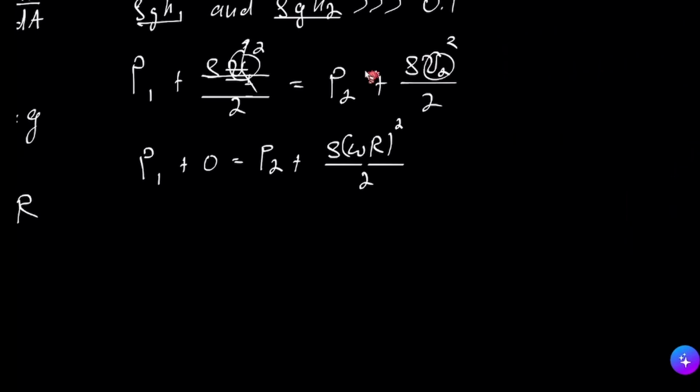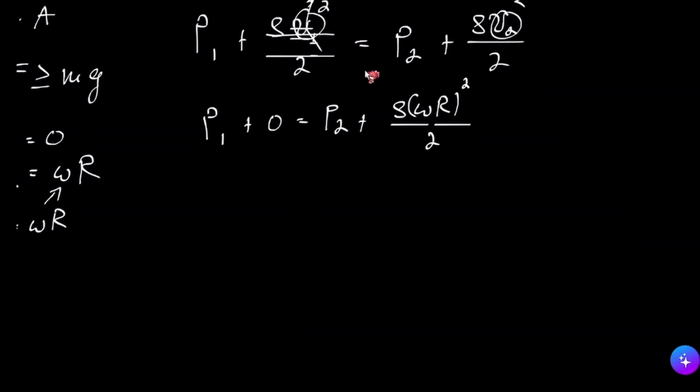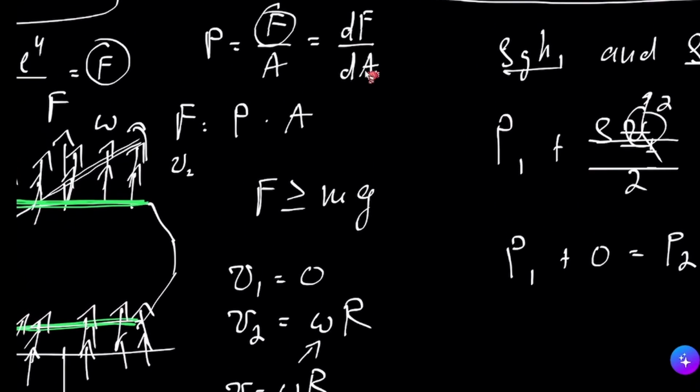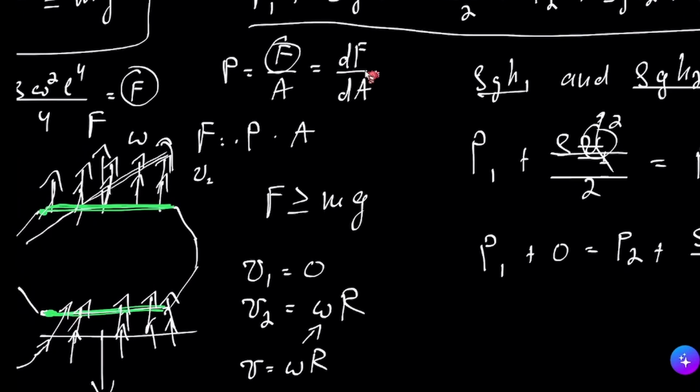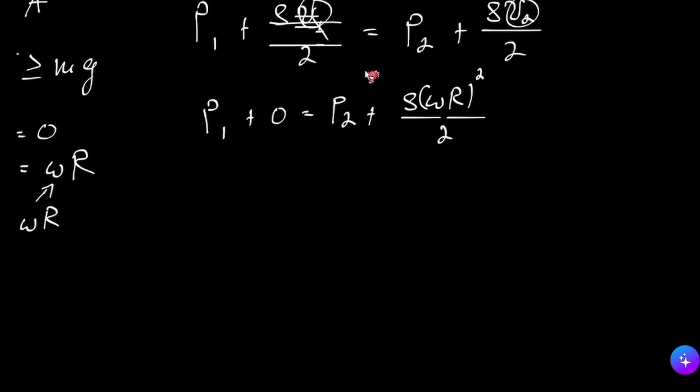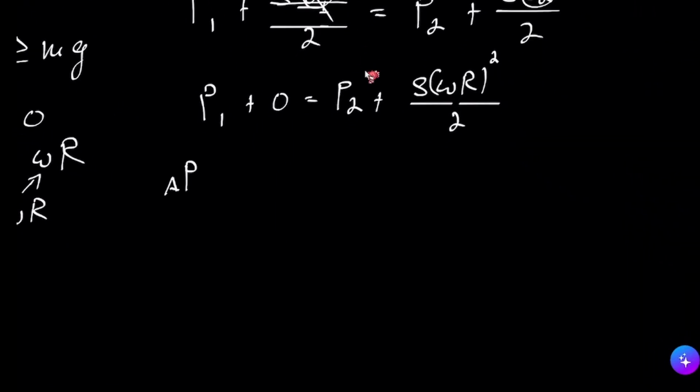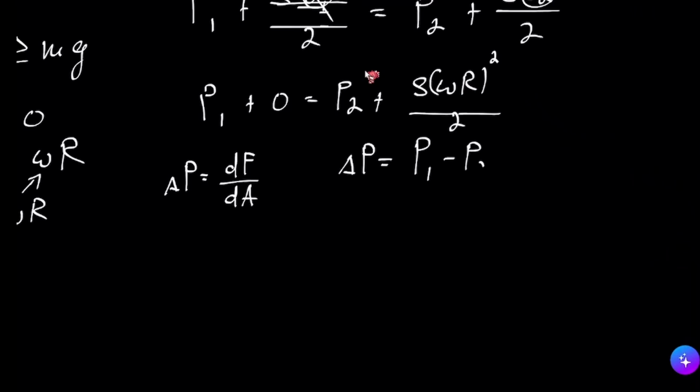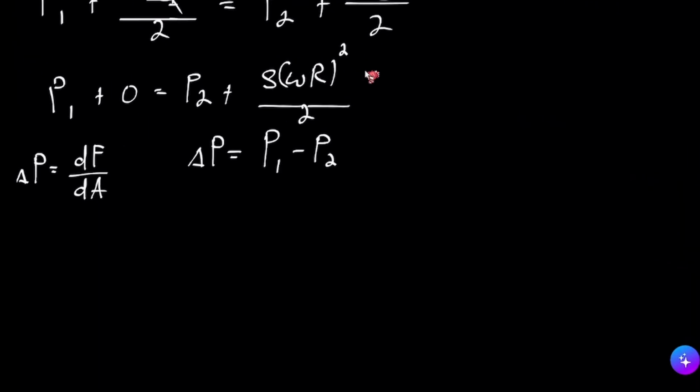Now what do you do from here? There's two pressures. Over here, we were actually supposed to say the difference between pressures, delta P. So that will mean delta P is equal to dF divided by dA. So how can we get delta P? Delta P is the change or the difference between the pressures. So let's say delta P is P1 minus P2. And look, P1 is here, P2 is here.